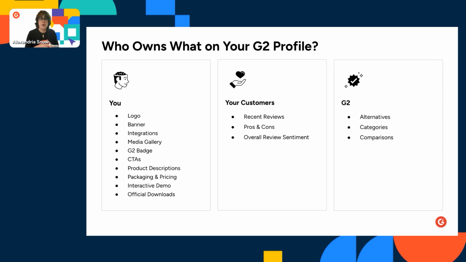Your customers, though, are going to own their recent reviews. And from their reviews, there's an AI algorithm that's going to be pulling pros and cons and the overall review sentiment. So you don't have much control over that other than continually reaching out and finding your best advocates to leave reviews. G2 then owns your alternatives, the categories you belong to, and your comparisons. But you can, of course, work with G2 to impact those categories as you need.